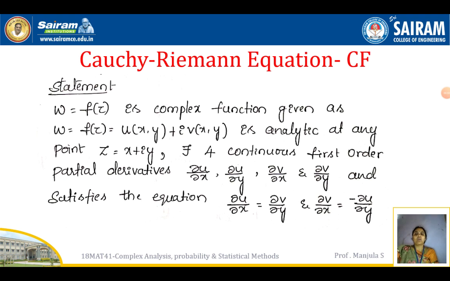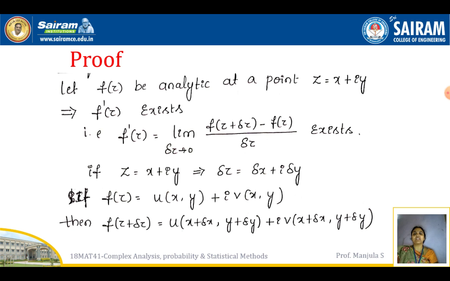Now we'll see the Cauchy-Riemann equation in Cartesian form. First we'll see the definition. The statement: w = f(z) is a complex function given as w = u(x, y) + i v(x, y). If it is analytic at any point z = x + iy, then there exist four continuous first order derivatives ∂u/∂x, ∂u/∂y, ∂v/∂x, ∂v/∂y, and they satisfy the equations ux = vy and vx = -uy. This is the statement of the Cauchy-Riemann equation in Cartesian form.